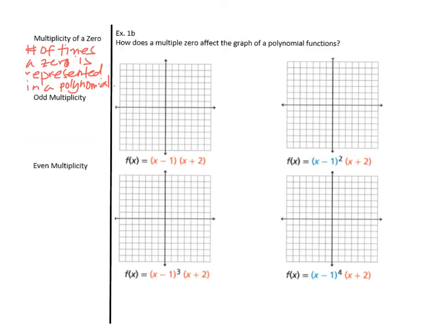The next part of our lesson talks about multiplicities of a 0. When we graph, multiplicities can change the shape of a graph. By definition, a multiplicity is the number of times a 0 is represented in a given polynomial. As we look at multiplicities, you can have odd multiplicities and even multiplicities. Odd multiplicities would mean you're solving something like x to the first power equals a number. And if it's to the first power, that means multiplicity of 1.